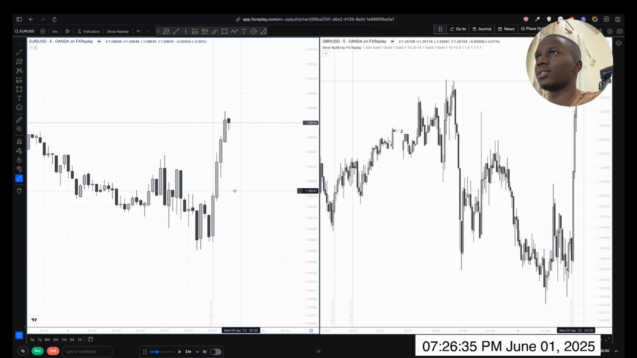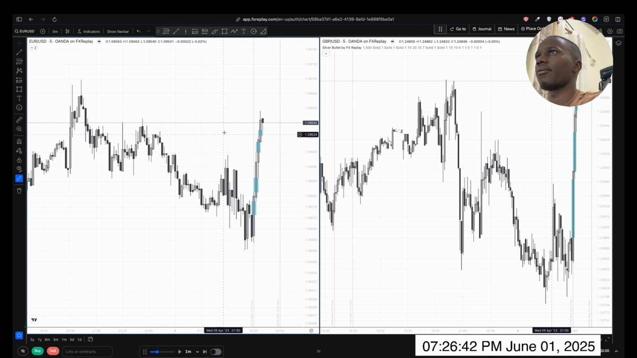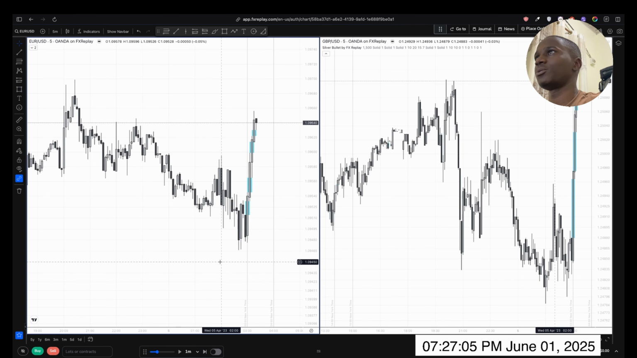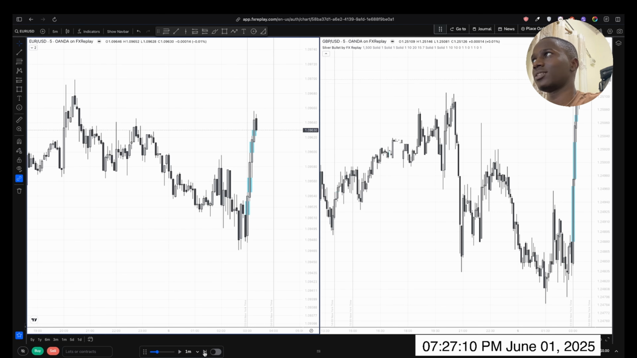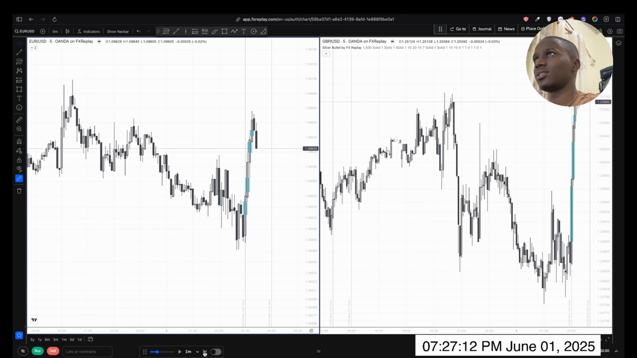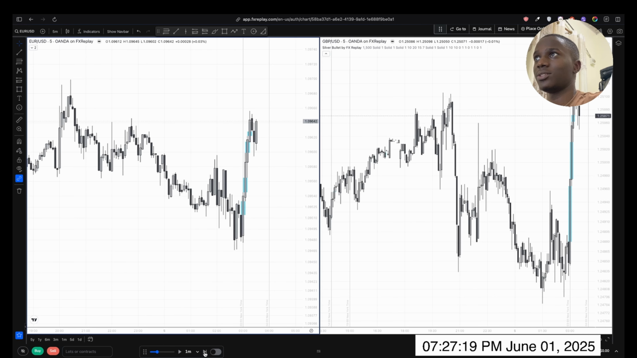Okay, looks like we shifted structure somewhere here, and you can see that this high was already taken out on GU, but EU hasn't played it out yet, which means we might be near to get some kind of a smart money technique, or wait for retracement of this gap and then trade the continuation.